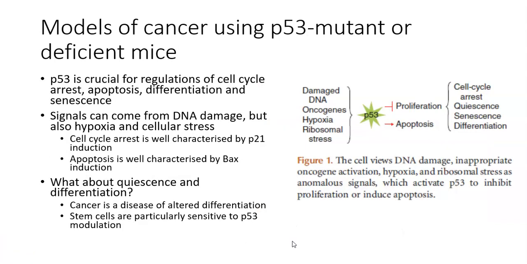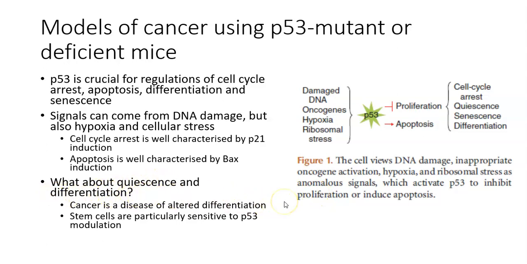So you should all know that p53 is crucial for controlling proliferation and controlling apoptosis, and in response to DNA damage or some sort of stress or hypoxia, p53 will induce apoptosis and prevent proliferation, causing cell cycle arrest. What's less studied is the role of p53 in controlling quiescence, senescence and differentiation. So we know that in response to DNA damage, cells will become stressed, they will die, but this quiescence aspect is really important when we think about cancer as a disease of differentiation.